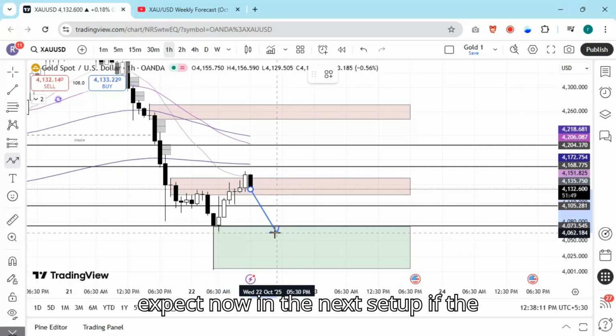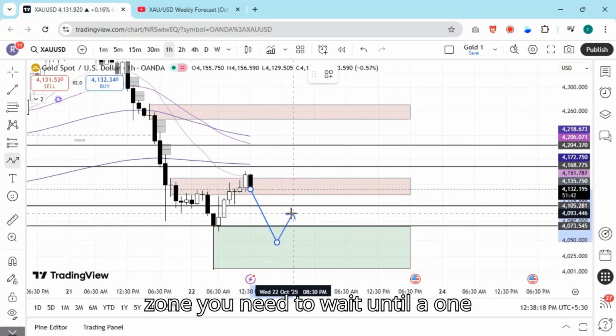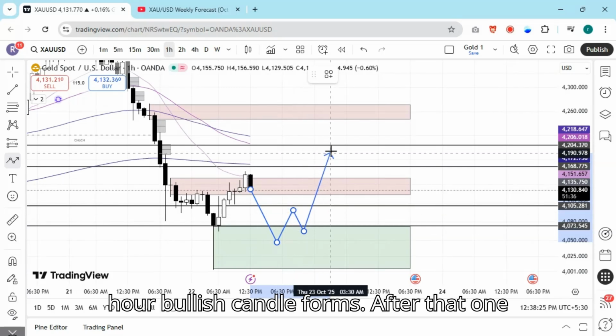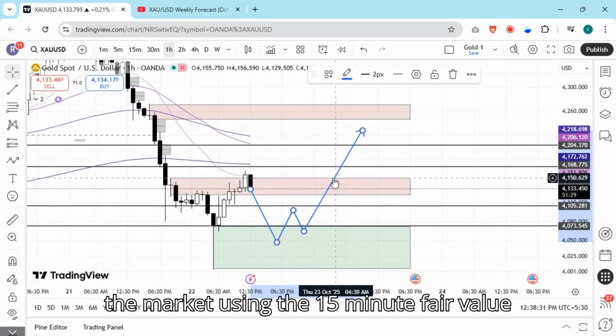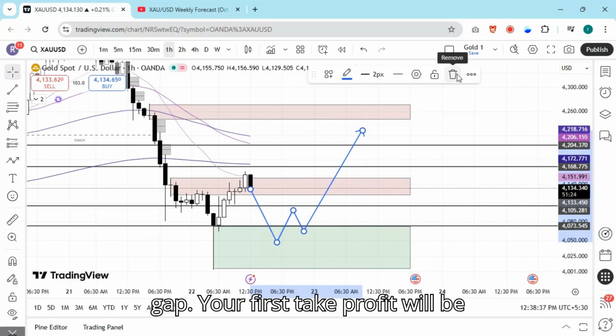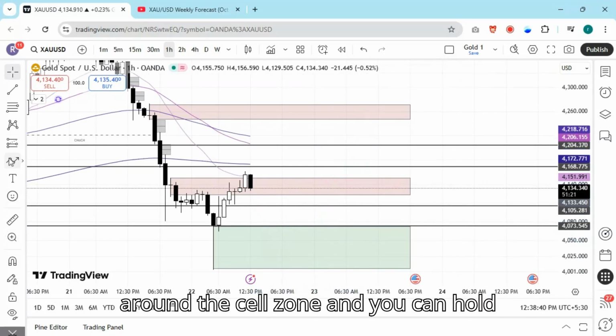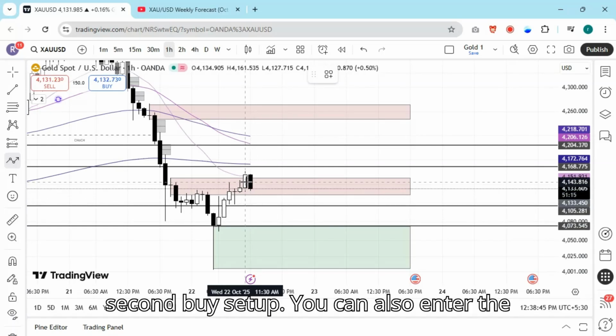Now, in the next setup, if the price comes down again to the bottom buy zone, you need to wait until a 1-hour bullish candle forms. After that 1-hour bullish candle forms, you can enter the market using the 15-minute fair value gap. Your first take profit will be around the sell zone, and you can hold for further upward movement. This is our second buy setup.